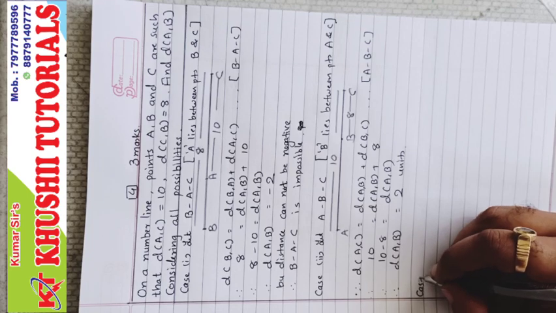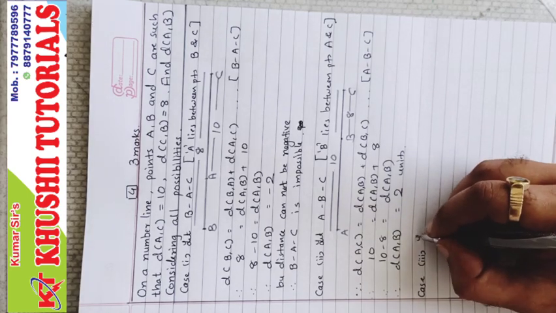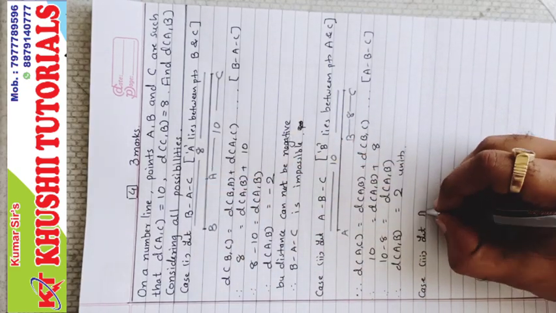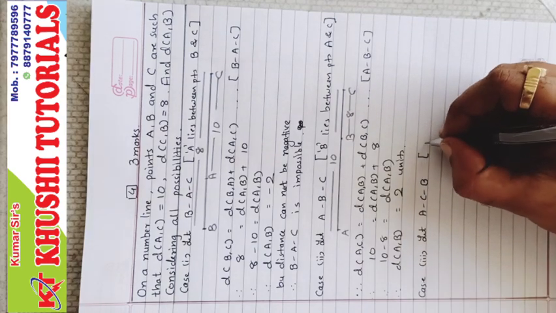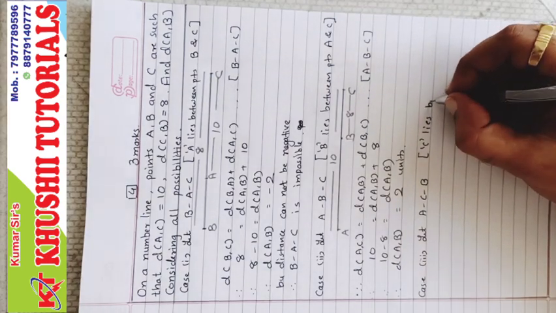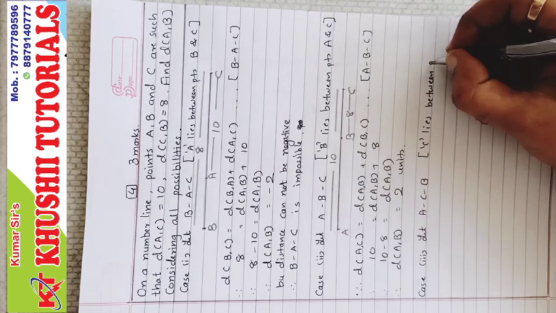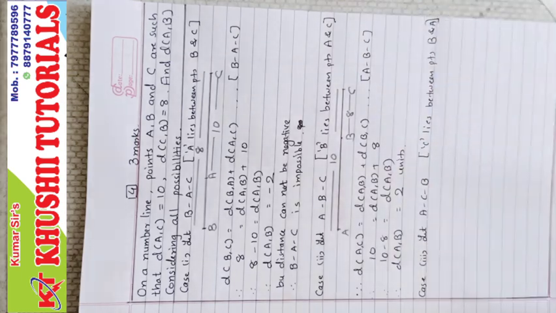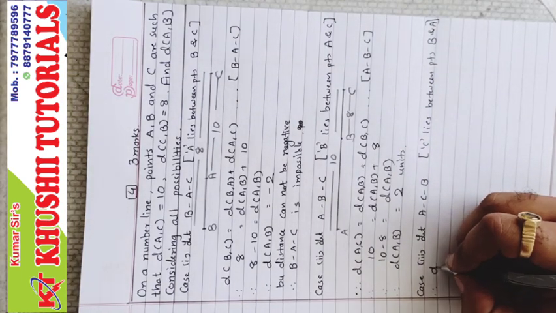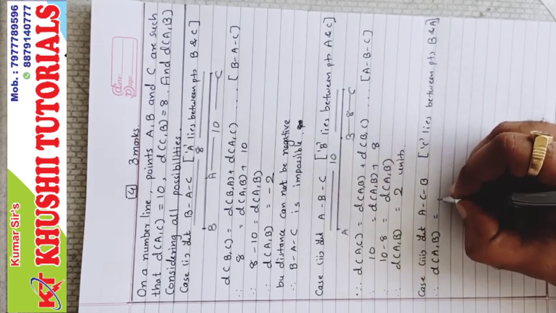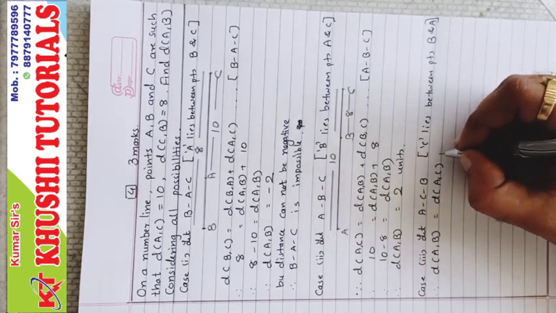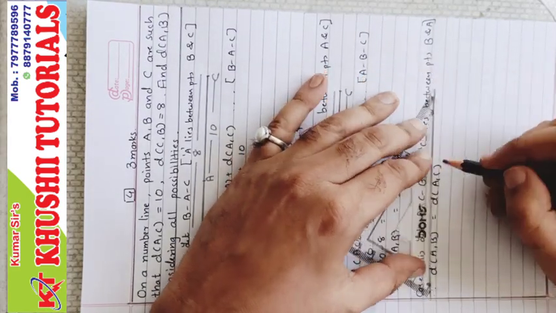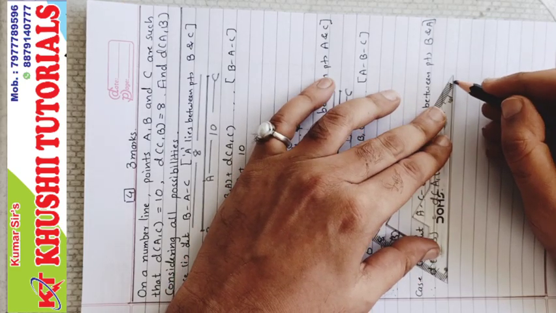Then case 3. Now the remaining: A point was in between, B point was in between, now C point. So A-C-B, that means C lies between points B and A, or A and B. Therefore distance of AB equals distance of AC. Okay, I forgot to draw a figure. First we have to draw a figure. So first I'll cancel this and then draw a figure.